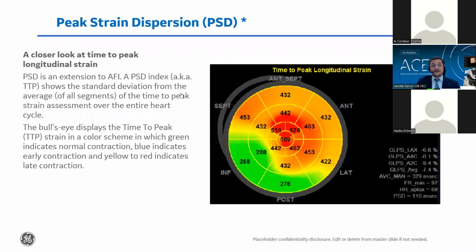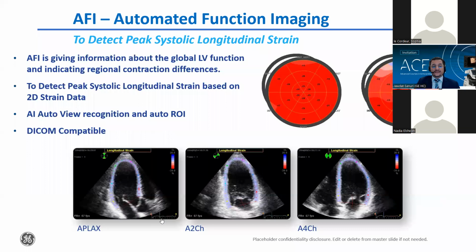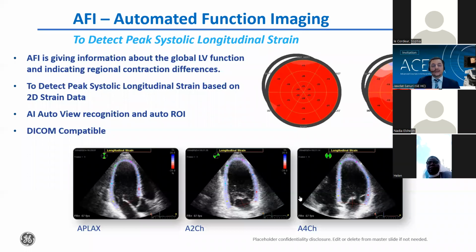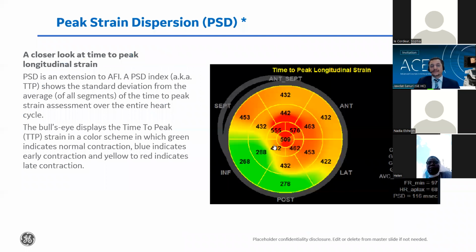So this is also very helpful when it comes to peak strain dispersion or the time to peak strain, because if you are acquiring all three from the same cycle, so you have the same QRS beginning of the cycle, you have the same end systolic value, so you also have the same time measurement for time to peak. So if you see a difference in time, as in this case, it will be real. It's not due to some changes or offset on the QRS of the ECG.